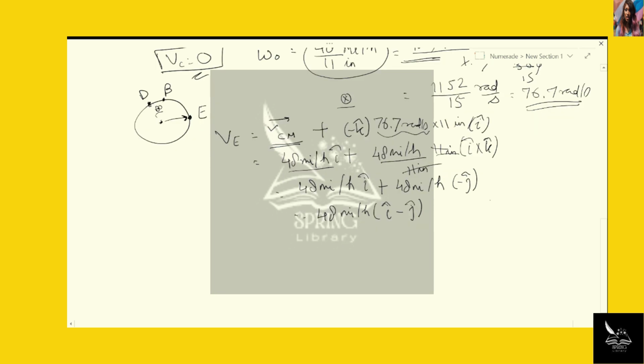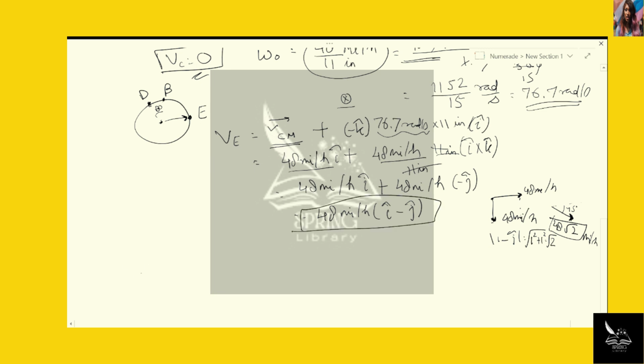So the velocity is going to have a component in x, which is 48 miles per hour. It's going to have a component of 48 miles per hour in the J direction. So for the net velocity, you use the parallelogram law of addition. Net velocity is going to point somewhere here. The magnitude will be 48 times square root 2, because the magnitude of I minus J is just 1 squared plus 1 squared, equals square root 2. So this is 48 root 2 miles per hour, pointing 45 degrees below the horizontal. Okay, so this is our VE.